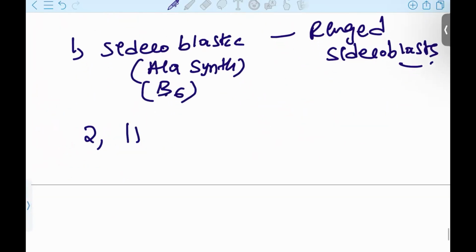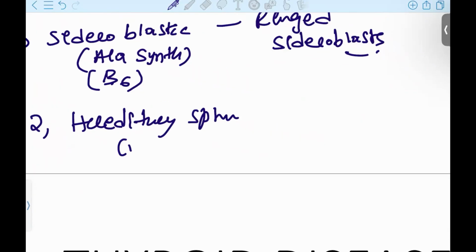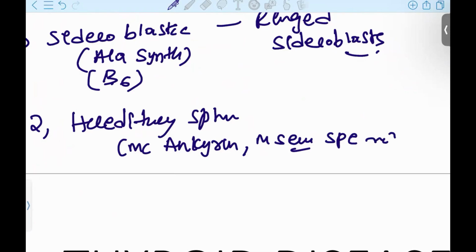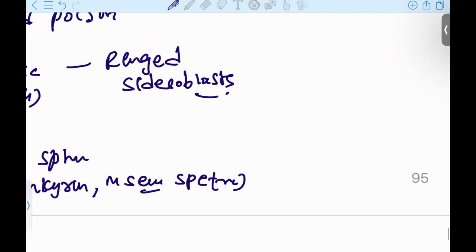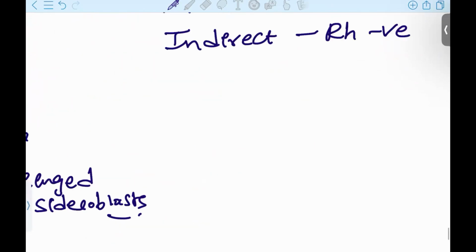Next one, hereditary spherocytosis. Hereditary spherocytosis is most commonly due to ankyrin defect, but the most severe will be spectrin. So what will be the features? You will be seeing like this: complete spherocytes are seen on the peripheral blood smear.